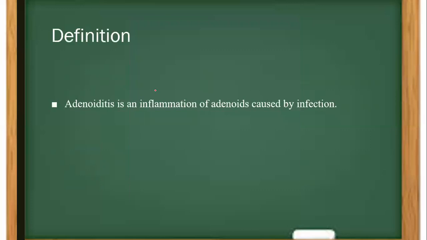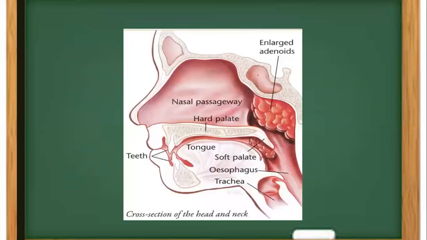The definition of adenoiditis: it is an inflammation of the adenoids caused by infection. The condition in which the adenoids become inflamed due to any kind of infection is called adenoiditis.